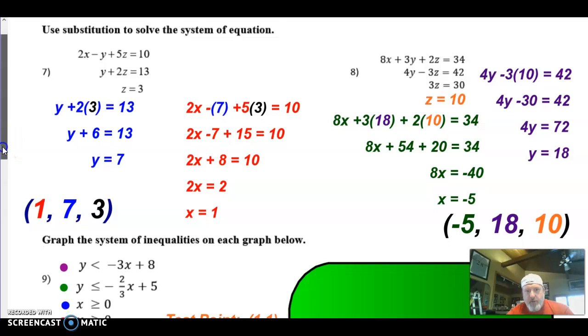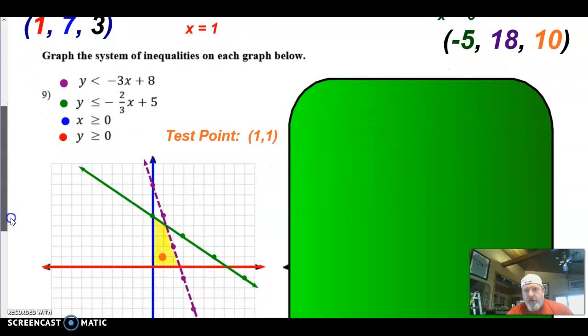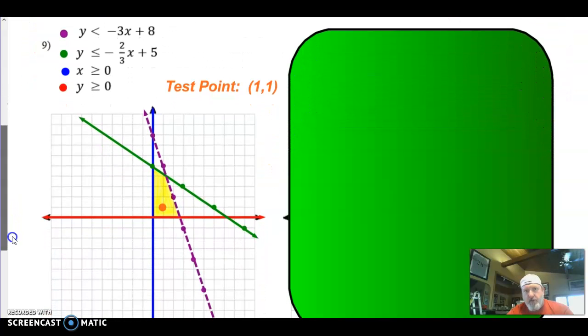Okay, 9 and 10, we have systems of inequalities. This one here, we have 4 equations, and that's going to work out okay for us because they're in slope-intercept form here. So the first one in purple, y-intercept at 8, slope of -3. That's a dotted line because there's no equal to here, as opposed to the green is solid because it's less than or equal to. And here we've got y-intercept of 5, slope of -2/3.